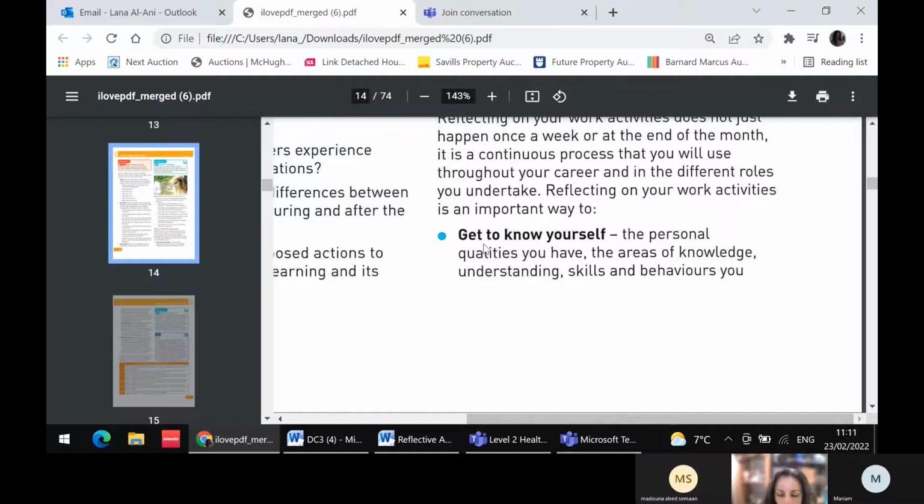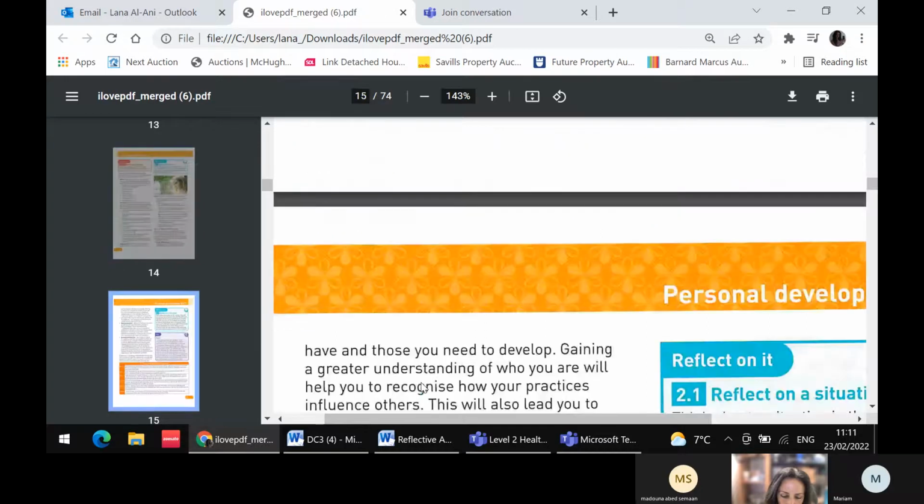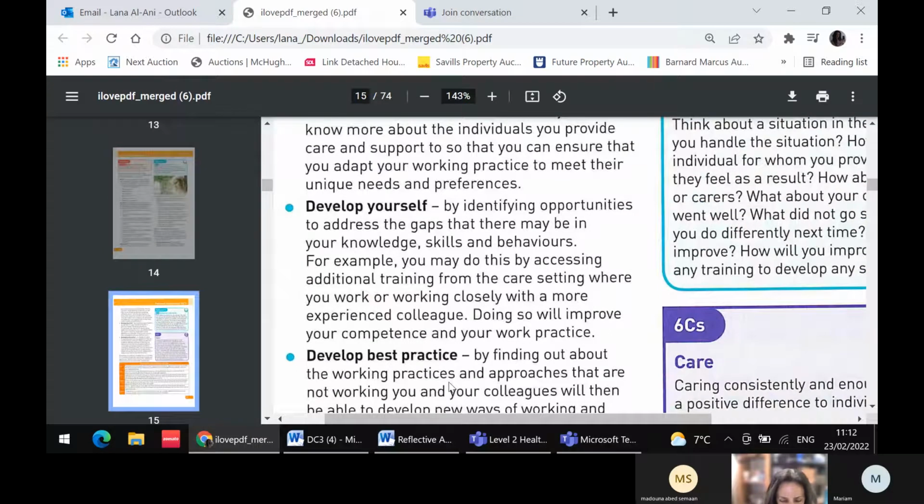to know yourself. So as an adult carer, I always check my knowledge and understanding by reflecting on my own work. And if there is anything I did incorrectly, I will try to do it better next time. And also developing yourself. By doing the reflection on our own work, I can identify opportunities to address the knowledge which I need.